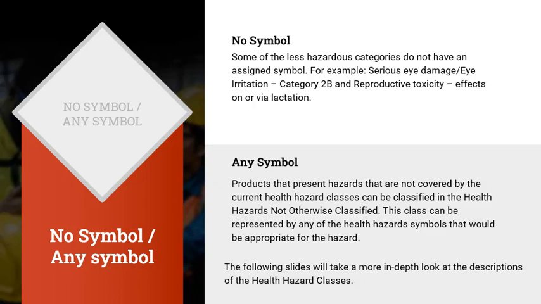Any symbol. Products that present hazards that are not covered by the current health hazard classes can be classified in the health hazards not otherwise classified. This class can be represented by any of the health hazard symbols that would be appropriate for the hazard. The following slides will take a more in-depth look at the descriptions of the health hazard classes.